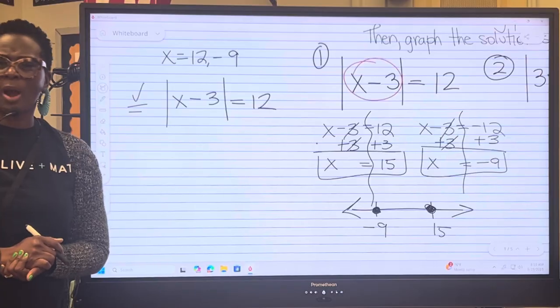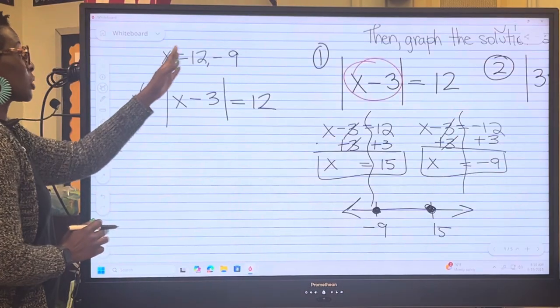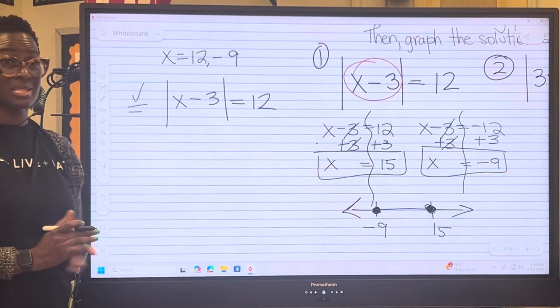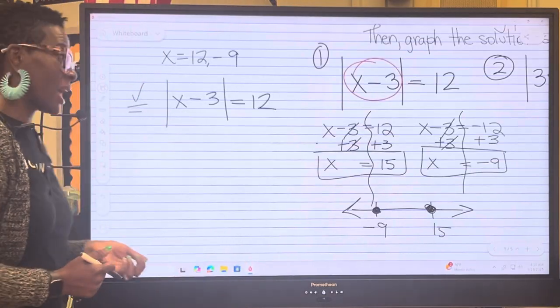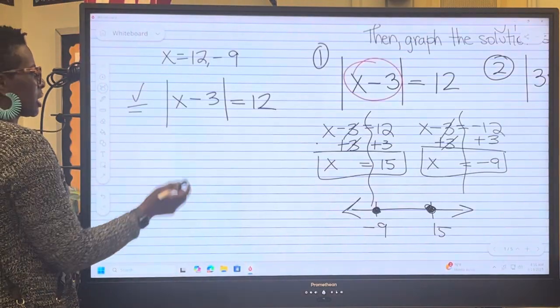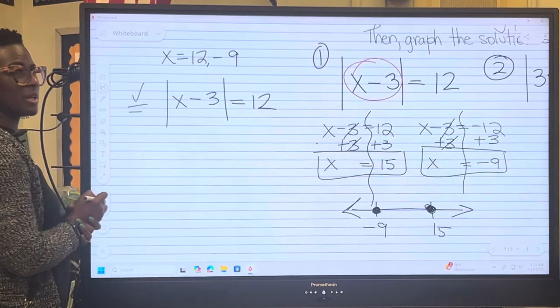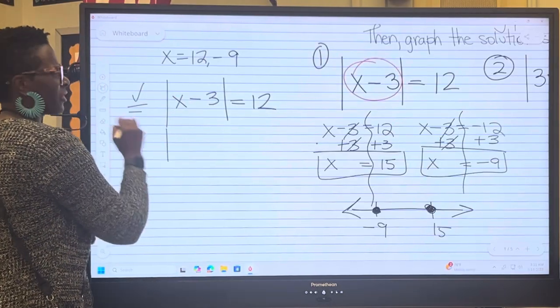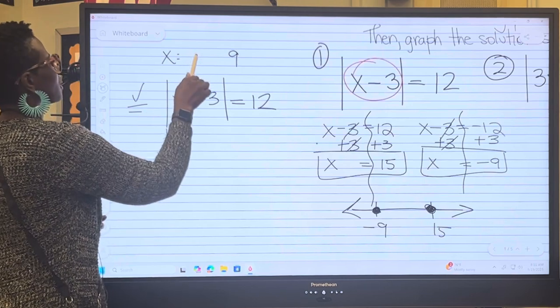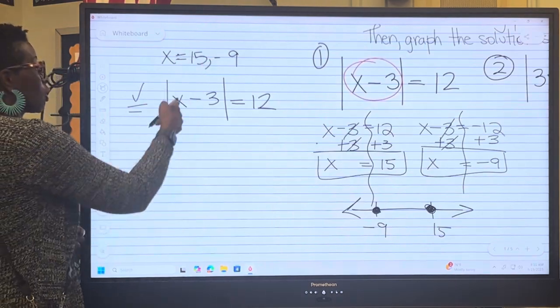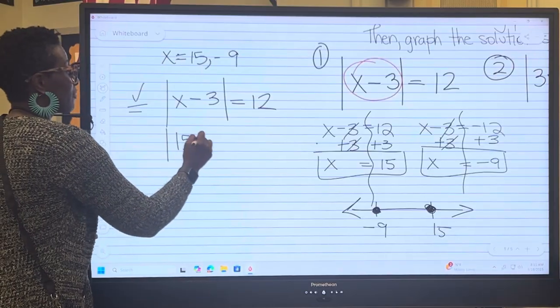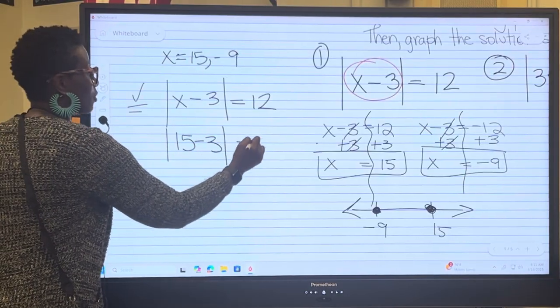What's that property that says if x equals 12, 12 can replace x? What property? Substitution. Absolutely. So let's use the substitution property. So here we go. Instead of x, what am I going to put? 15. So 15. Is it 15? Yes, not 12. Thank you. It's 15 and negative 9, right? All right. So in place of x, I'm going to put what, class? 15 minus 3 equals what?